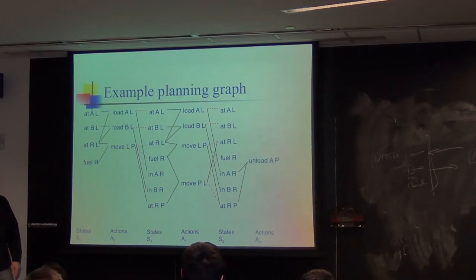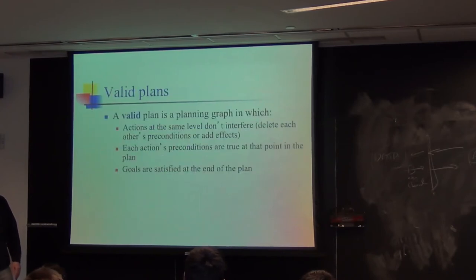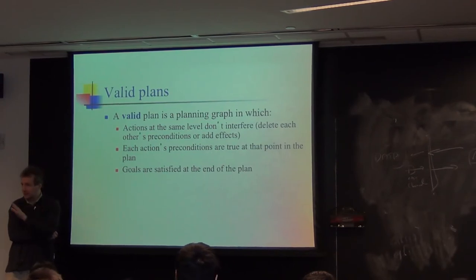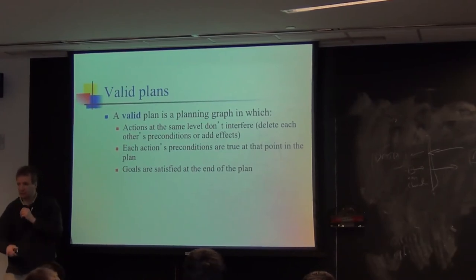Go through these quickly. Okay. So a valid plan is a planning graph in which the actions at the same level don't interfere, delete each other's preconditions, or add effects. Each action's preconditions are true at the point in the plan, and the goals are satisfied at the end of the plan. So the idea here is that if you can look through this plan graph and collect a set of actions that are consistent and aren't violated by any of the other actions in there, then you have a plan, and you're going to be searching this plan graph.